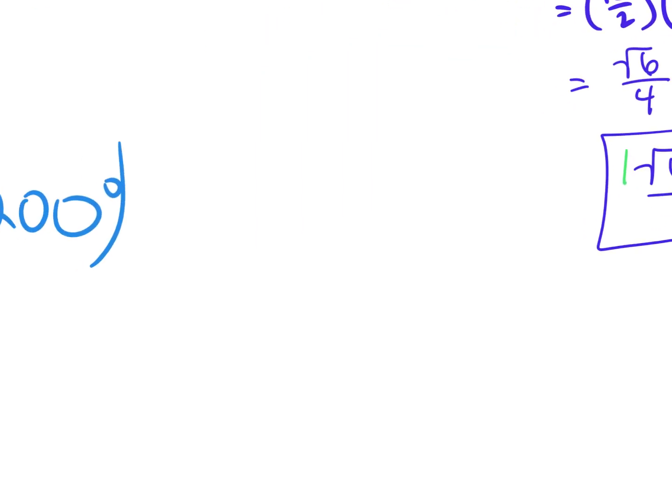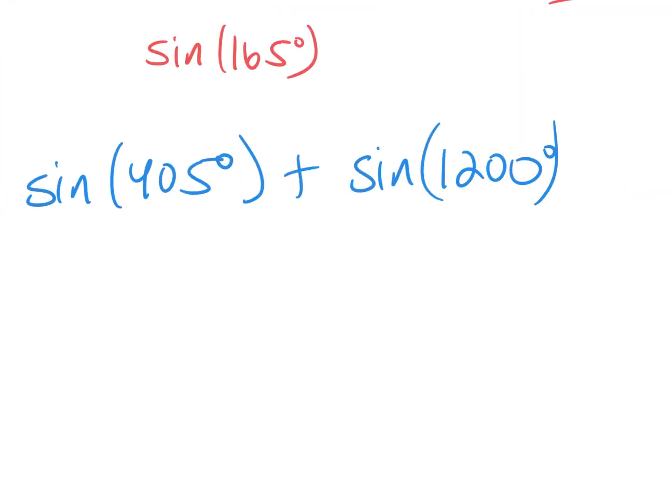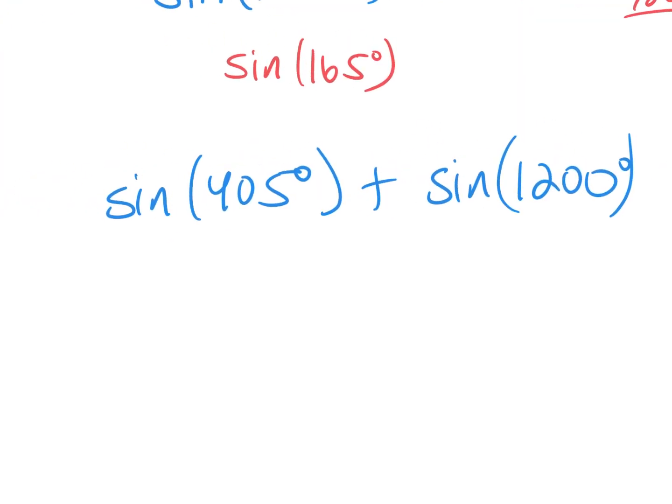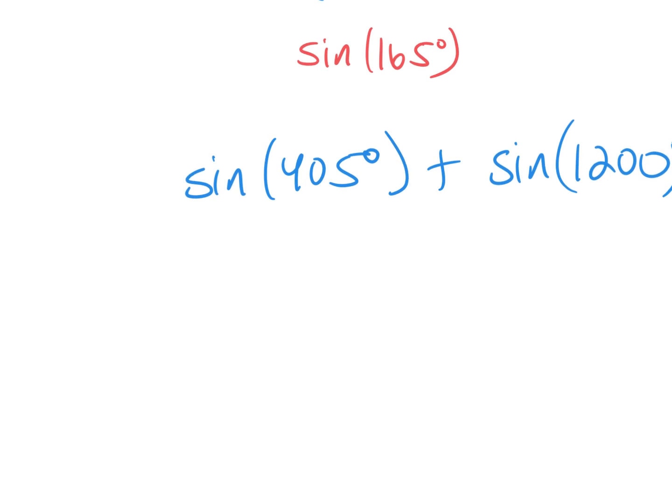Now let's look at the second one. How is this different? It says the sine of one plus the sine of the other. So when you have these split up like this, it's important to first figure out where you're even looking on the unit circle. Is 405 in between 0 and 360? Yes or no? No, so go ahead and subtract a circle here.